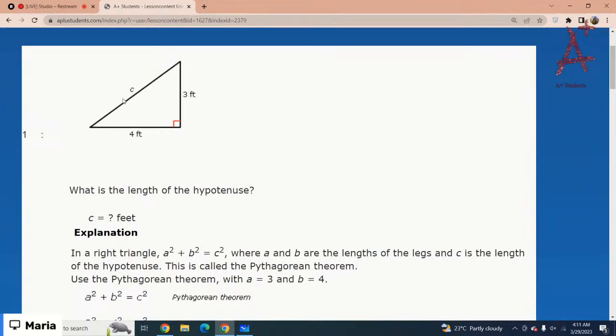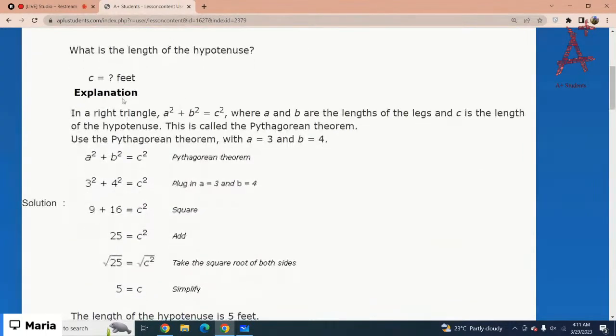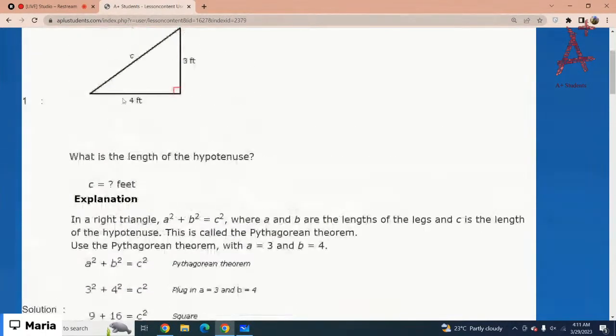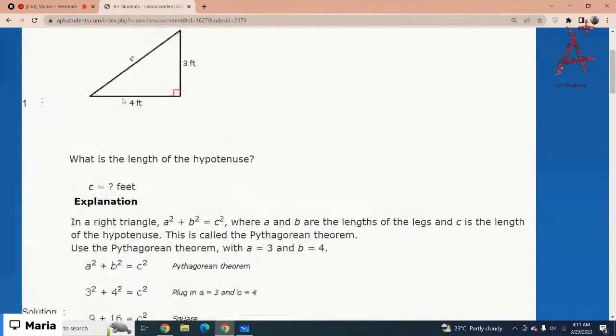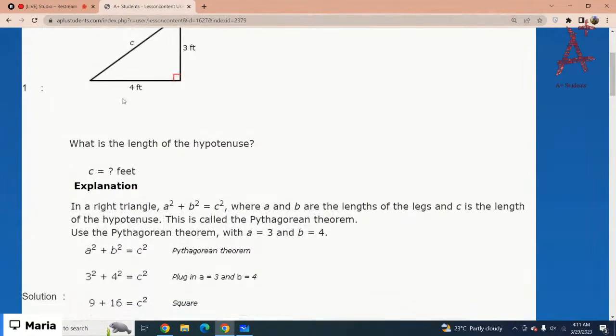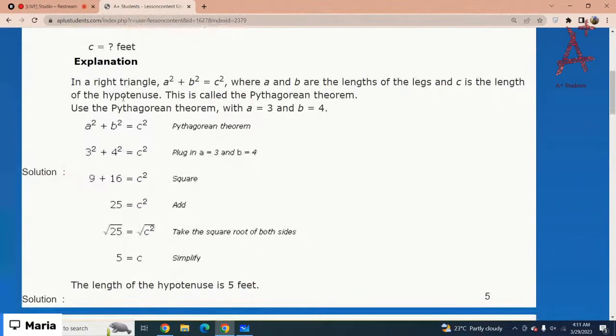Got it? So you are given the lengths of A and B, they are 3 and 4. You have to use the Pythagorean theorem. The Pythagorean theorem is always C square, where C is always the hypotenuse, the longest side. It will be C square equals A square plus B square. A is 3. 3 square plus 4 square, 9 plus 16, that would be 25. So C equals 5. The length of C is 5, which is greater than the other two sides. Got it?